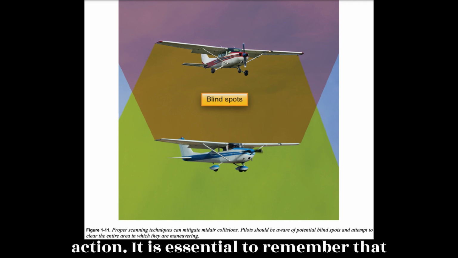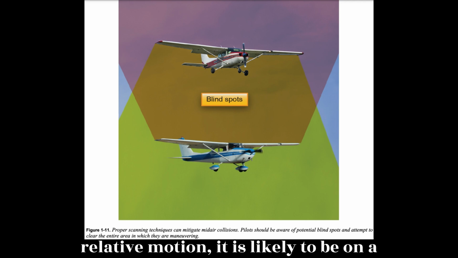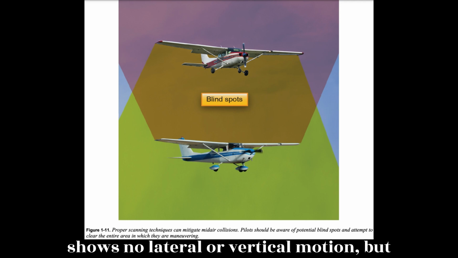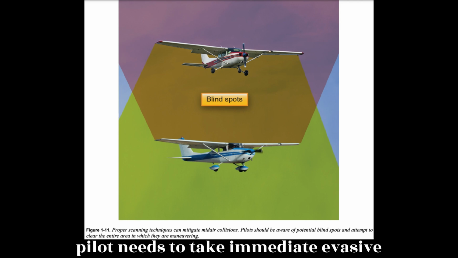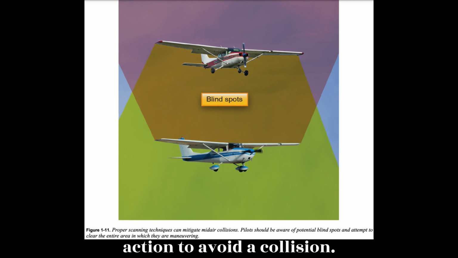It is essential to remember that if another aircraft appears to have no relative motion, it is likely to be on a collision course. If the other aircraft shows no lateral or vertical motion, but is increasing in size, the observing pilot needs to take immediate evasive action to avoid a collision.